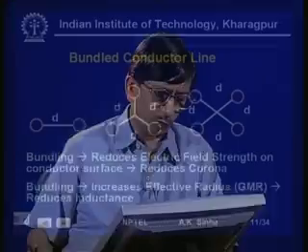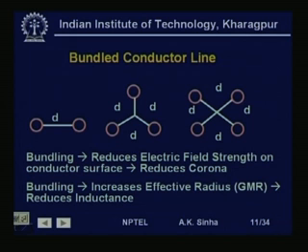That is, the effective radius of the conductor should be increased, and this can be done by means of bundle conductors. In fact, bundle conductors are used for 2 purposes. One is it reduces the electric field strength on the conductor surface, and therefore it reduces corona losses, radio interference and audible corona losses. All these aspects associated with corona get reduced. Now, how does this happen?